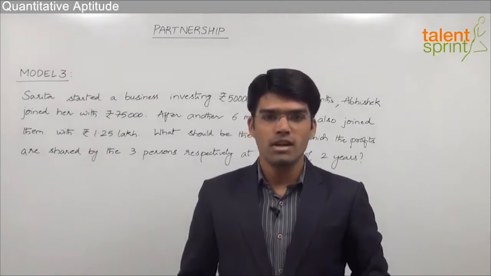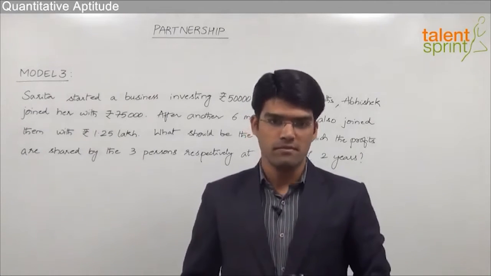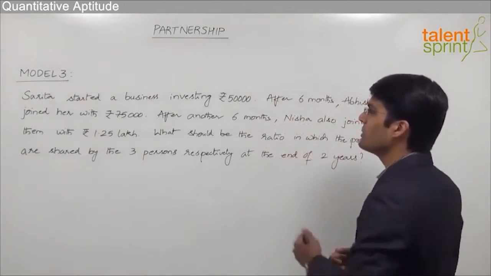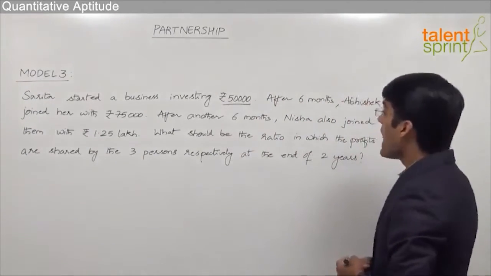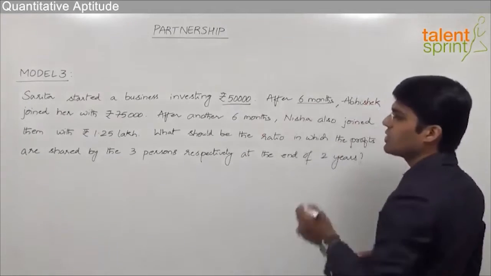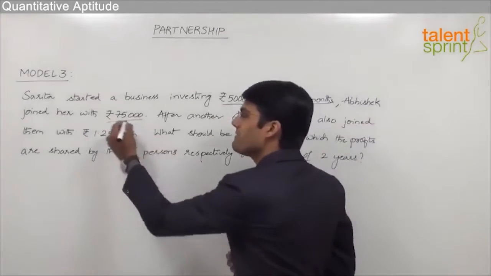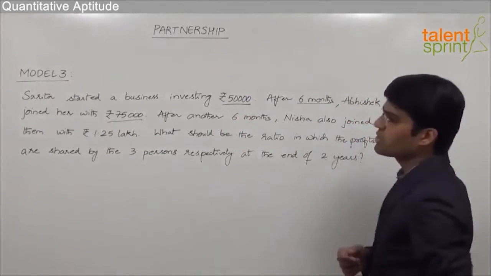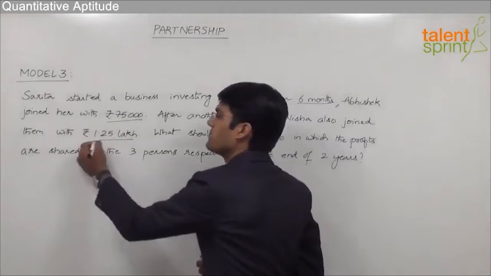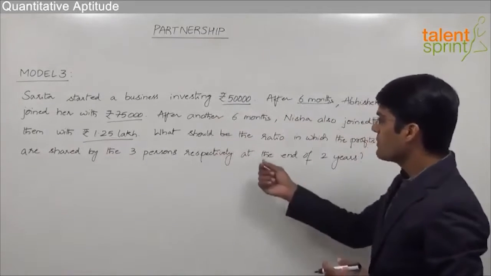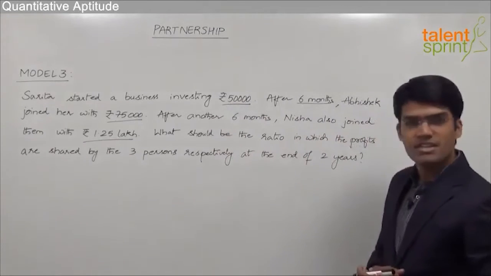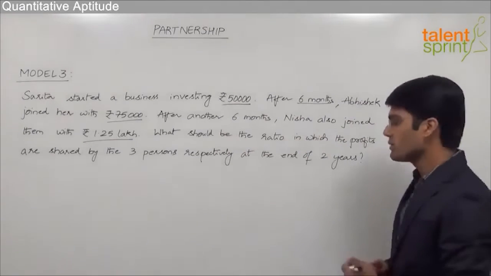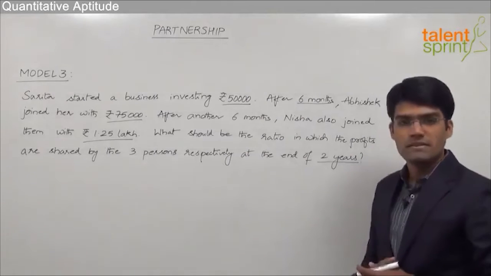Let us now take another model from partnership where 3 partners are involved in the business. The question here is, Sarita started a business investing rupees 50,000. After 6 months, Abhishek joined her with rupees 75,000. After another 6 months, Nisha also joined them with rupees 1.25 lakh. So what should be the ratio in which the profits are shared by the 3 persons respectively at the end of 2 years? So the total time period here is 2 years.